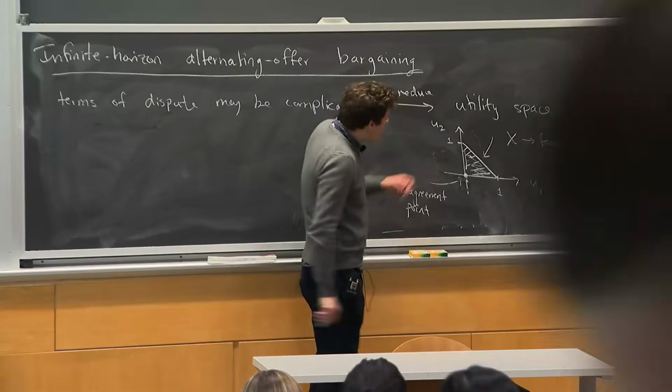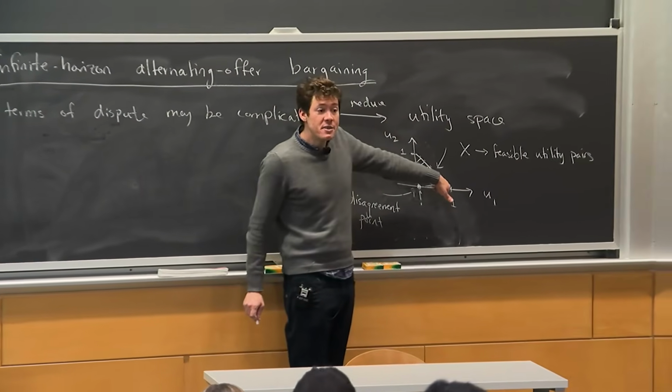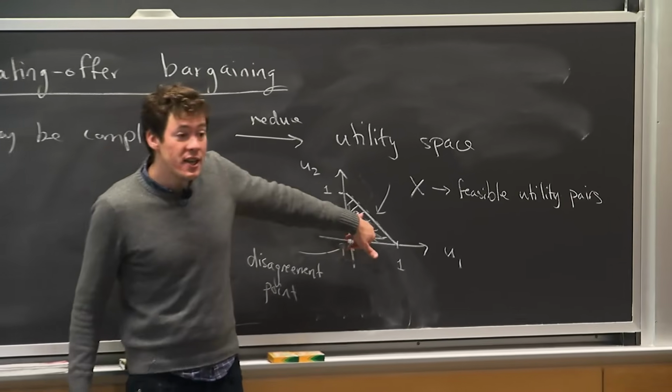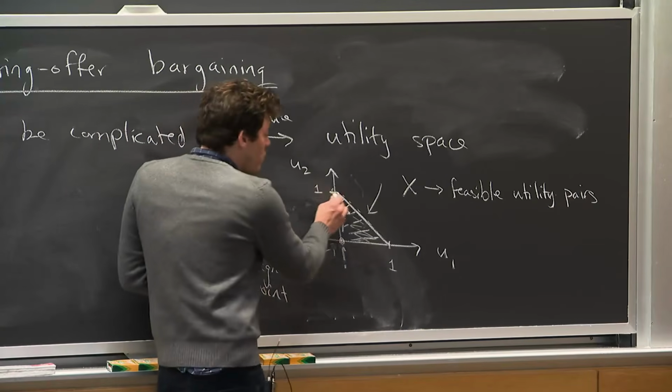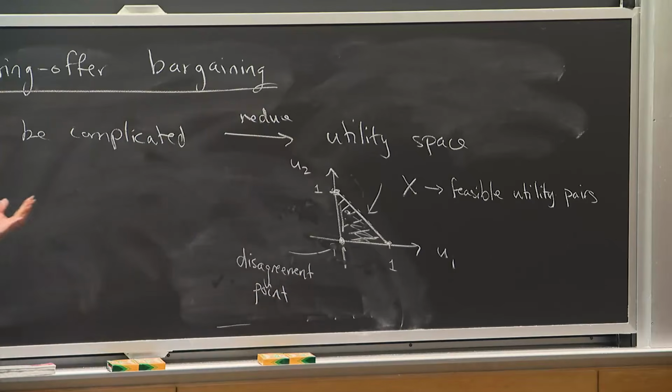In this game, I think it's pretty intuitive. You might think that we'll be somewhere along this line here. It seems intuitive that we don't want to throw away utility. But where? I mean, player 2 would love to be up here. Player 1 would love to be down here. And it's not clear where along this frontier we're going to be.